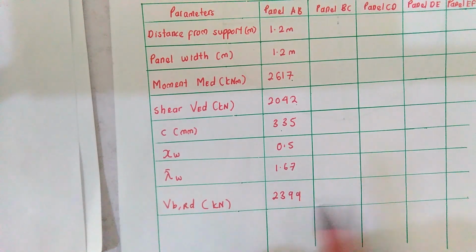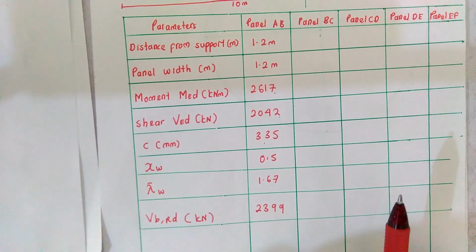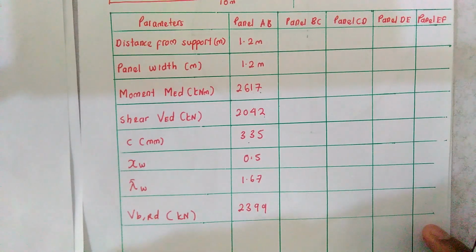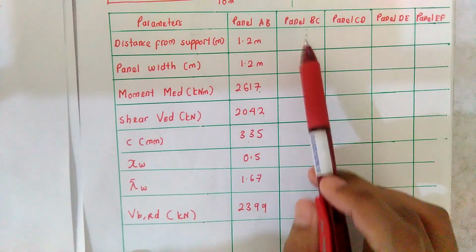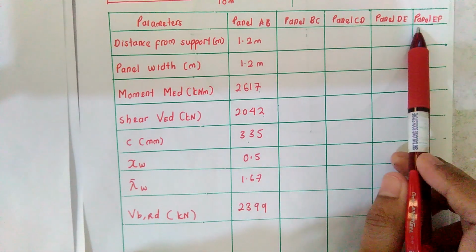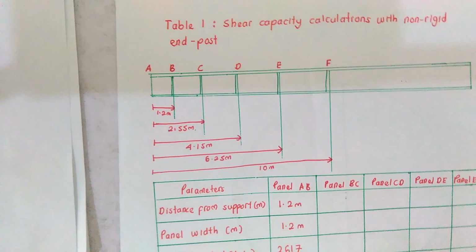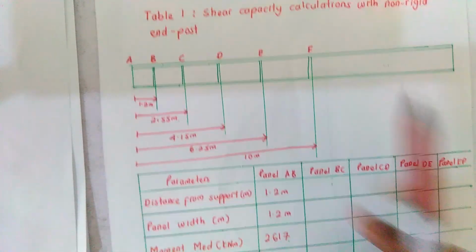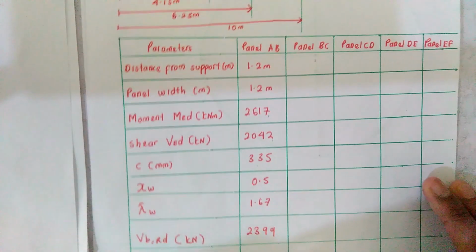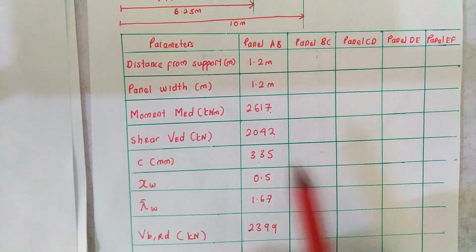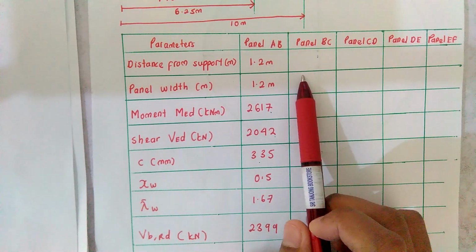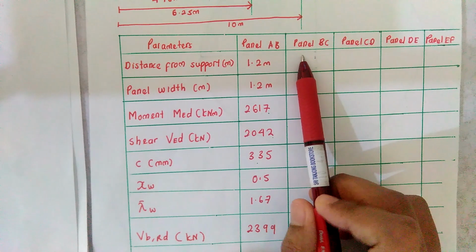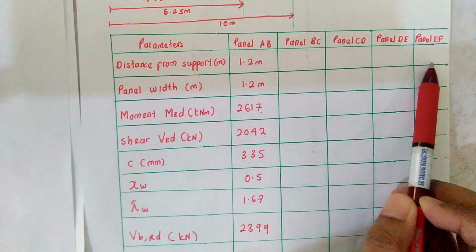Okay, the next task is your job, students. What you have to do is complete all the other panels. If you look here, we still have the remaining panels, which are BC, CD, DE, and EF. Next, you need to continue with a simple exercise to check the shear buckling resistance for every panel.